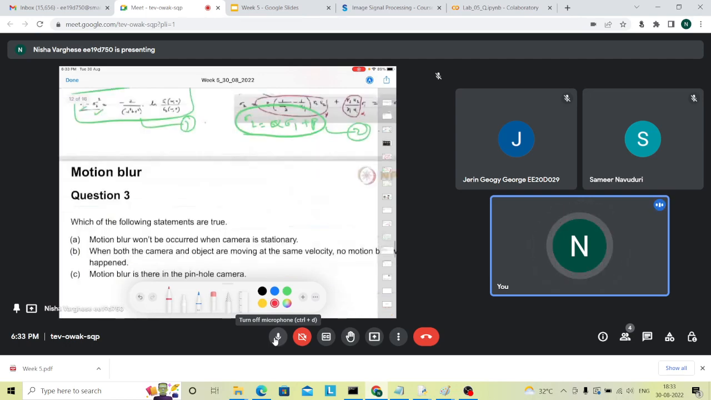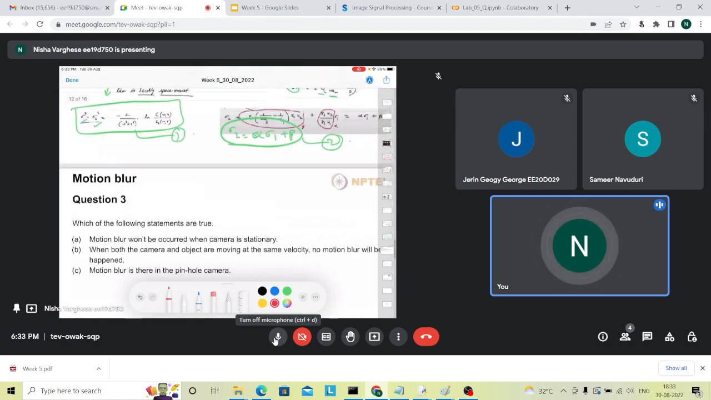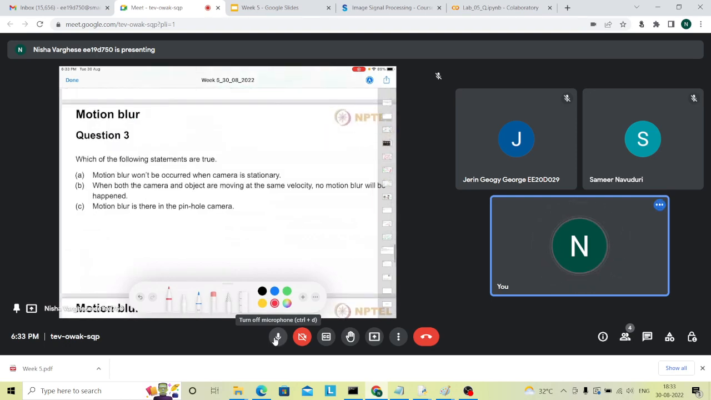Then the next topic covered was motion blur. About motion blur, it was already explained in the first lectures also. So which of the following statements are true? Motion blur won't occur when the camera is stationary. When both the camera and object are moving at the same velocity, no motion blur will happen. Motion blur is there in the pinhole camera. So which of the following statements are true?